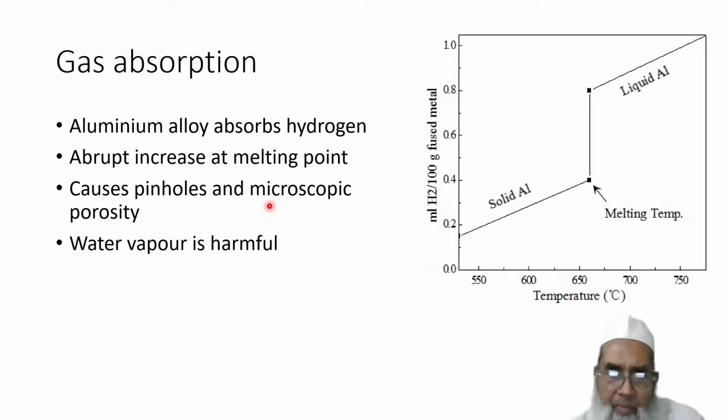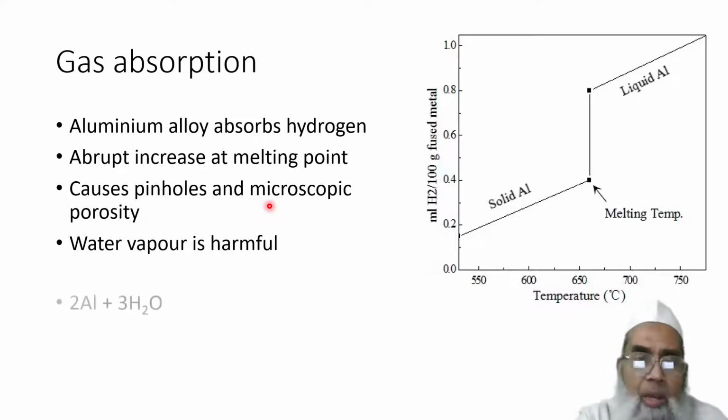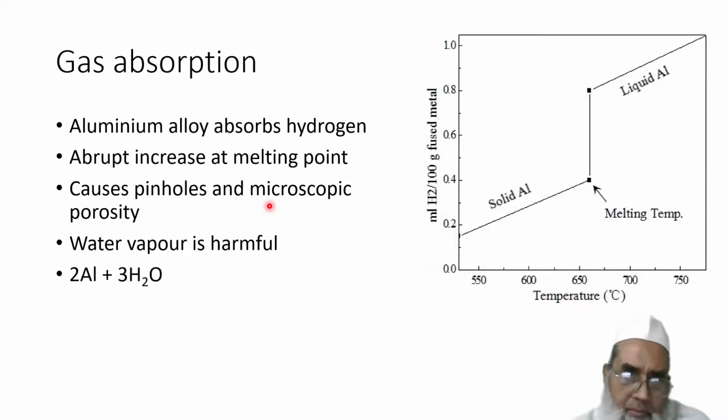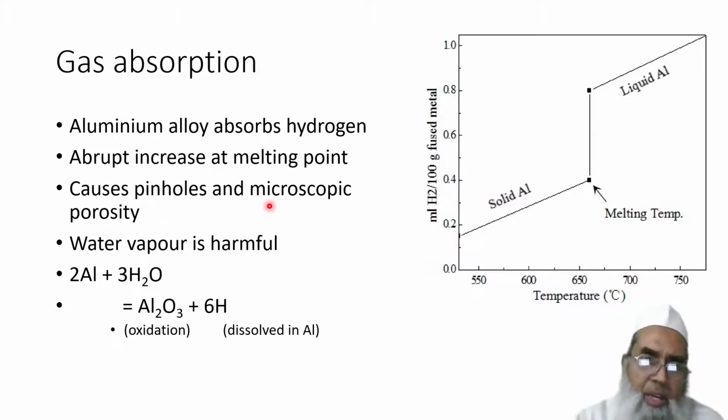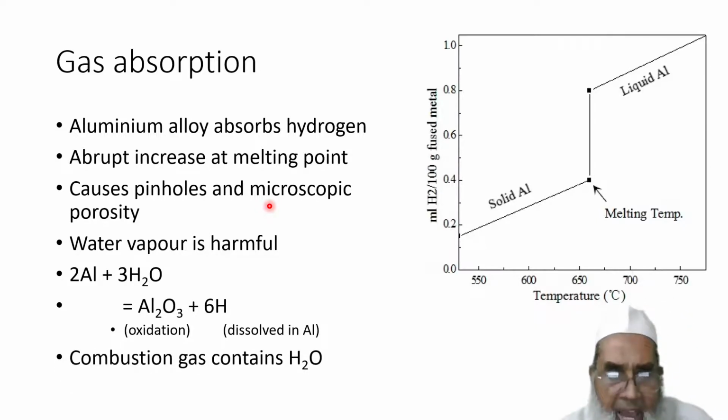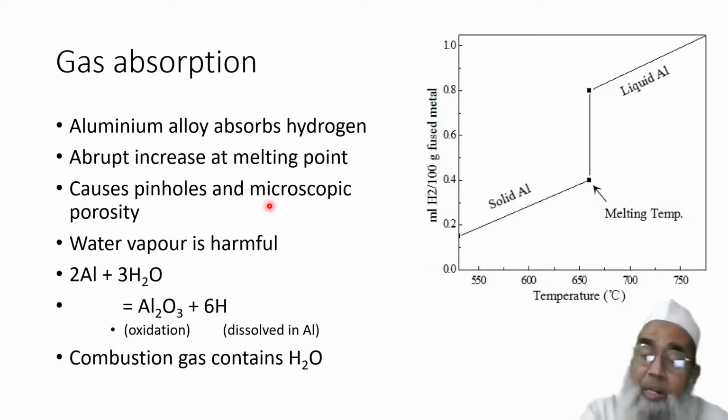Water vapor, as we have just discussed, is harmful, because when water vapor reacts with aluminium, it gives aluminium oxide. Oxidation of aluminium takes place and releases hydrogen. Oxidation of the molten metal is also a serious thing. Moreover, with water, not only does oxidation take place, but it also releases hydrogen, which again gets dissolved in the molten metal and gives microscopic porosity, so it should be properly taken care of. Combustion gas contains water and moisture, so this should be properly handled.